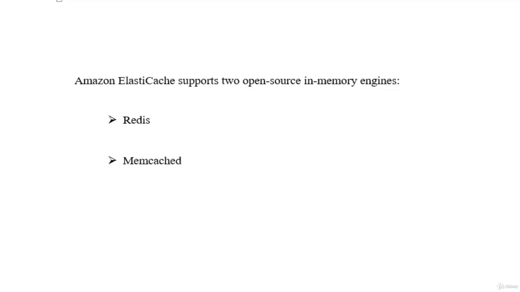Amazon Elastic Cache supports two open source in-memory engines. One is Redis and the other is Memcached. Redis is a fast open source in-memory data store and cache, and Amazon Elasticache for Redis is a Redis-compatible in-memory service that delivers the ease of use and power of Redis along with the availability, reliability, and performance suitable for the most demanding applications.